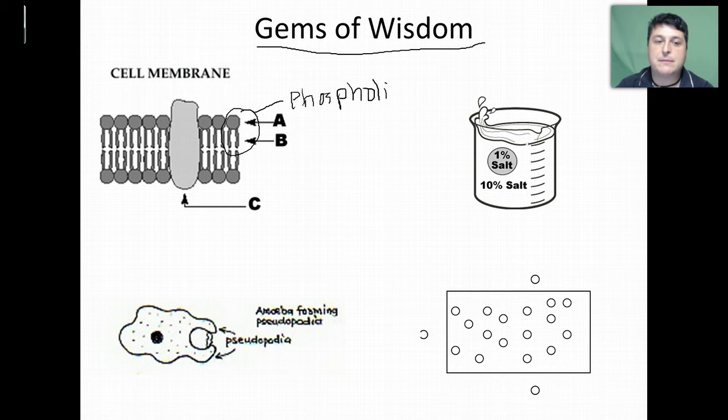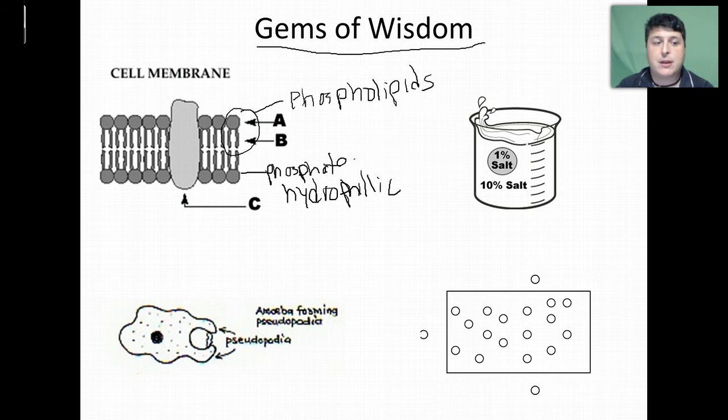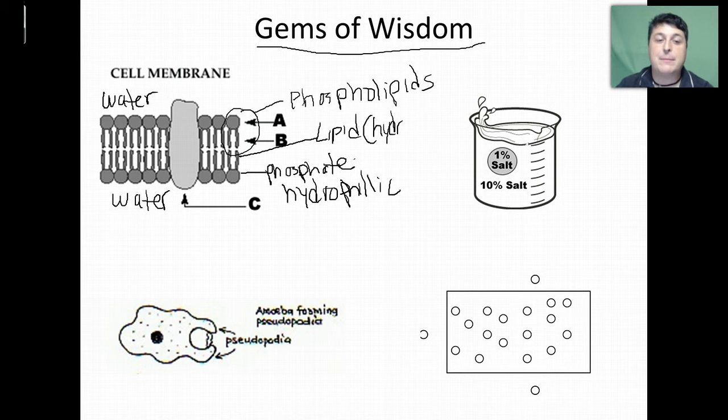Our phospholipids are going to be the structures which contain the phosphate head, which loves water. They are hydrophilic. They love water, so they're always going to be where water is. There's going to be water inside the cell, and of course there's water outside the cell. And then on the inside we've got our lipid tails, and those lipid tails are going to be hydrophobic. Phobia means that we are scared of, and so the lipid tails don't mix well with water.